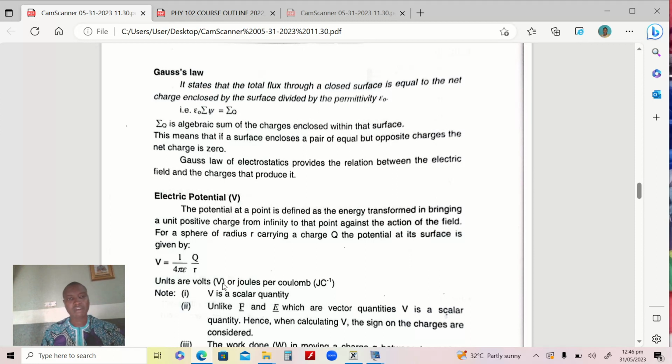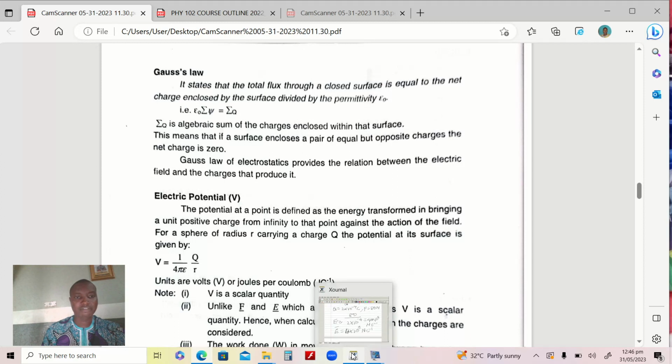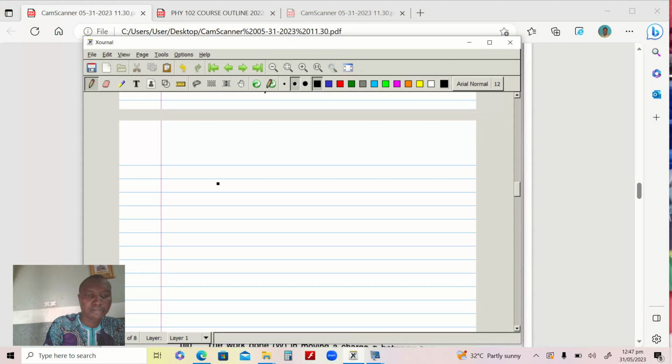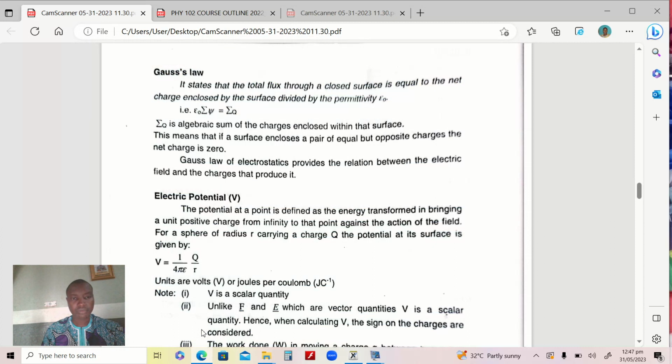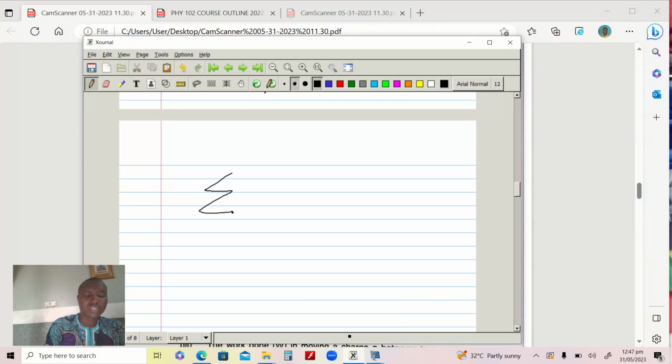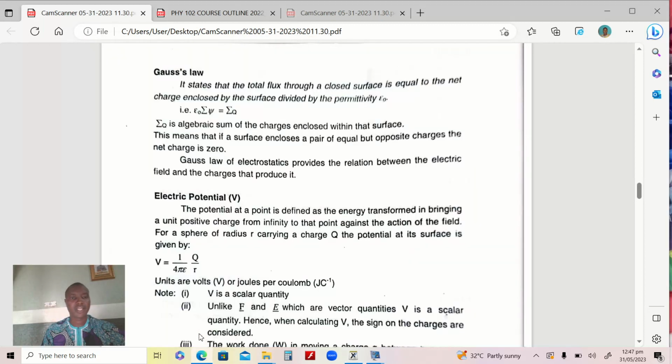So to paraphrase, Gauss's law says the total flux, that's the summation of your flux, is equal to your net charge. He's saying if this is your flux, phi, it is equal to Q, your charge, over epsilon naught. The total flux is equal to the charge divided by epsilon naught. That's Gauss's law.